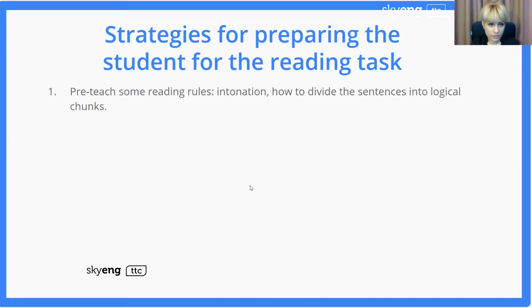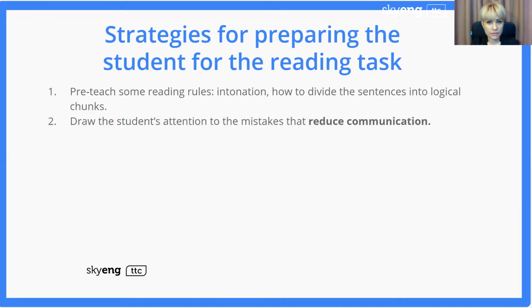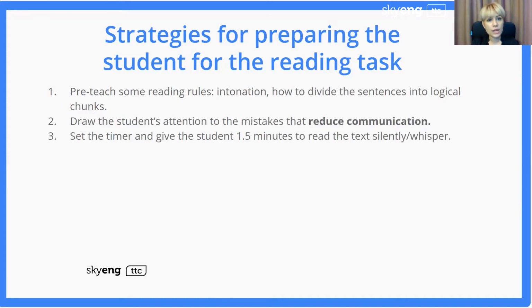Another strategy is to set the timer and give the student 1.5 minutes to read the text silently, like to whisper. It's a good idea to whisper because if they just look at the text, when they open their mouth and start reading aloud, the result can be different. So it's a good idea to whisper. It is not recorded, it is not evaluated, but it is more productive for students when they start reading aloud.